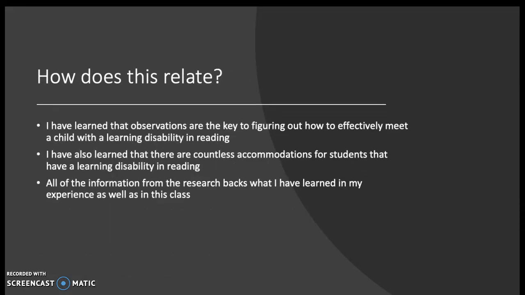And how does this relate? So this relates to what we've learned in class, and I have learned that observations are the key to figuring out how to effectively meet a child with a learning disability in reading and how to meet their specific needs. I've also learned that there are countless accommodations for the students that have learning disabilities in reading, as well as learning disabilities all across the board. All of this information from the research backs up what I have learned in my experience working with students with disabilities, as well as this class that I'm currently taking.